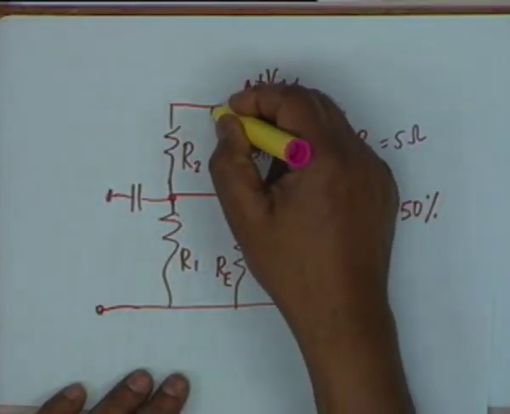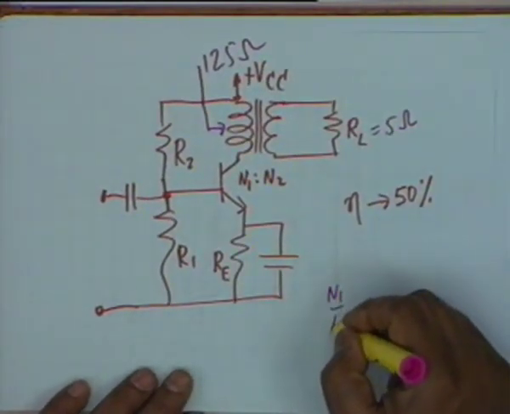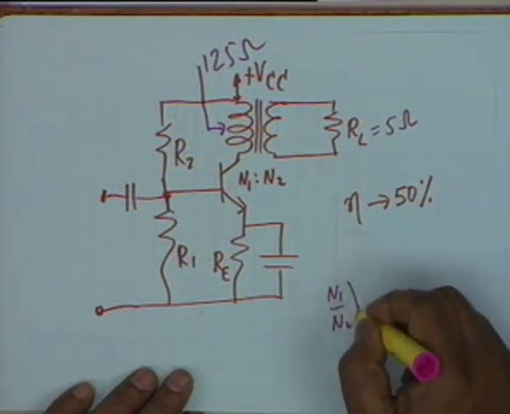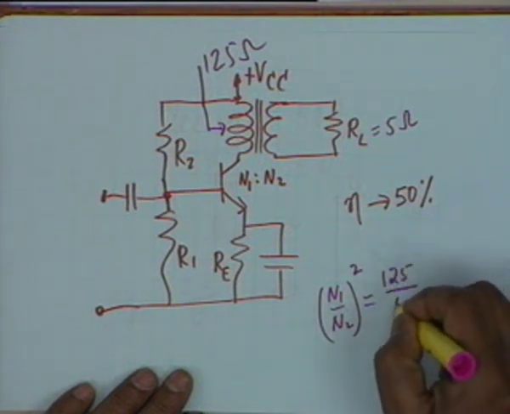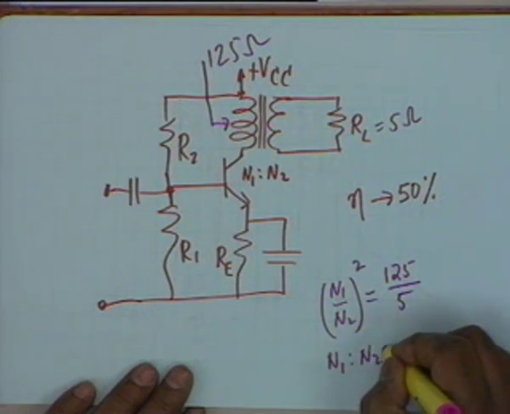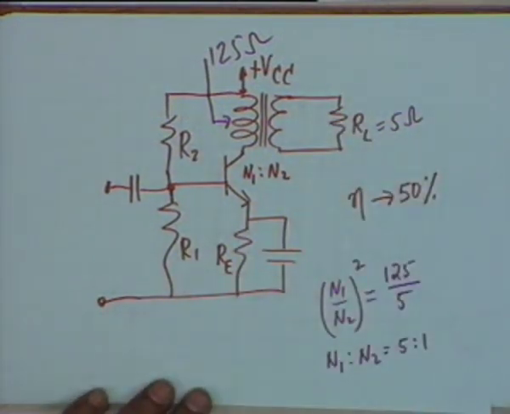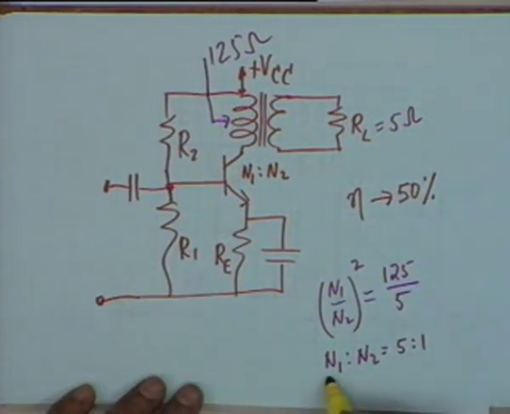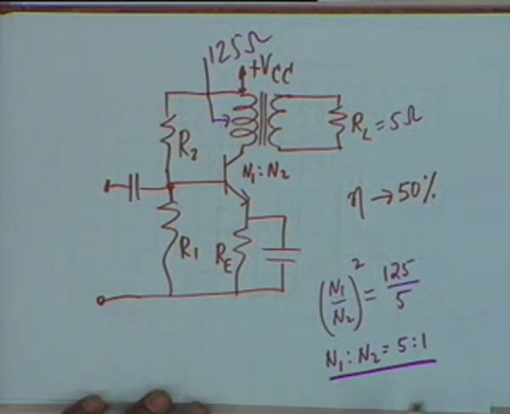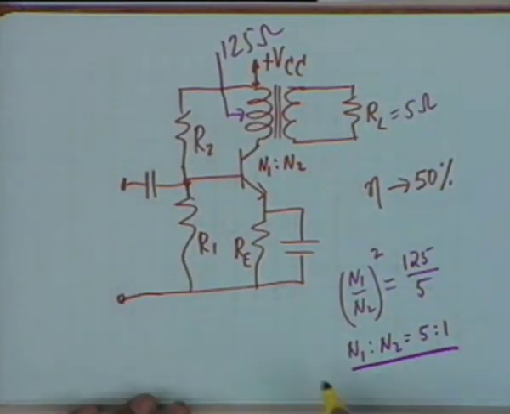What you want here is 125 ohms, and therefore N1 is to N2 whole squared should be equal to 125 divided by 5. In other words, N1 is to N2 should be equal to 5 is to 1. That means if the secondary has 10 turns, then the primary should have 50 turns. Okay? So the turns ratio of the transformer is determined. N1 is to N2 is equal to 5 is to 1. Now under this condition, what VCC shall be needed?